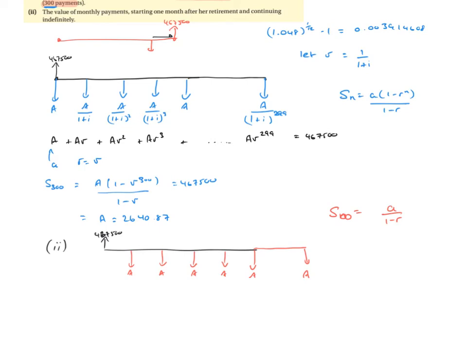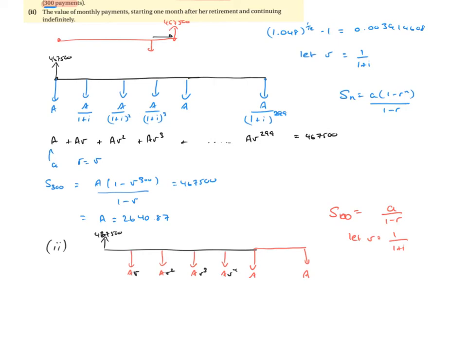So what we have here is going to be a, and I'm going to say again, let v equal 1 over 1 plus i. So for this particular thing we have av squared, av cubed, av to the power of 4, and so on and so forth. It goes av to the power of whatever.